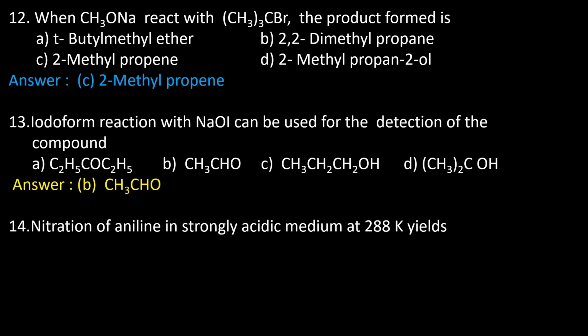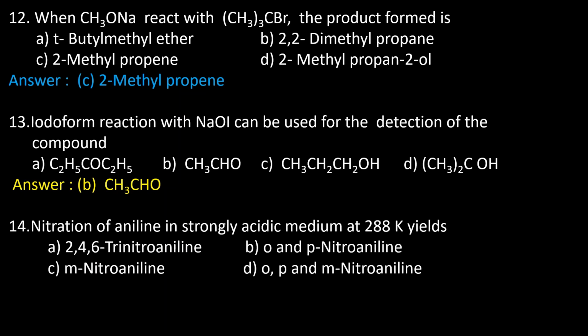Question number 14. Nitration of aniline in strongly acidic medium at 288 Kelvin yields A. 2,4,6-trinitroaniline, B. o- and p-nitroaniline, that is ortho and para-nitroaniline, C. m-nitroaniline, that is meta-nitroaniline, D. o-, p- and m-nitroaniline, that is ortho, para and meta-nitroaniline. So dear friends, the correct option is the D option, o-, p- and m-nitroaniline.